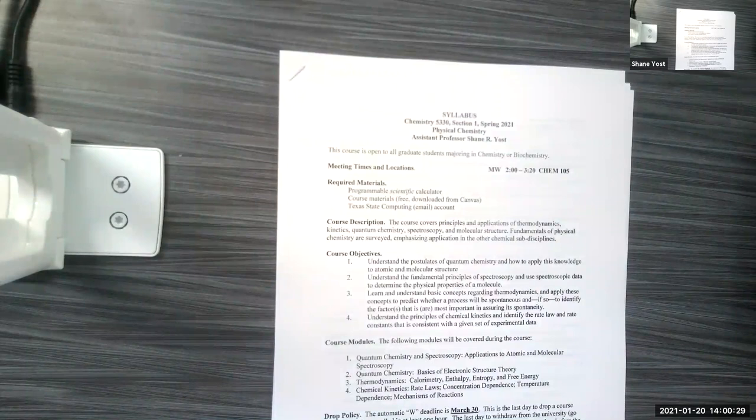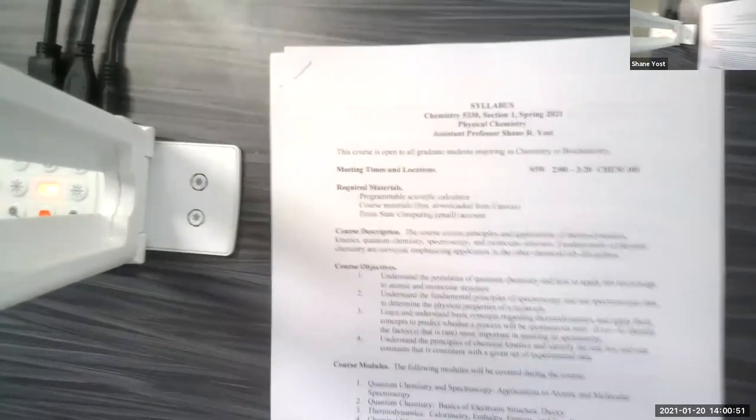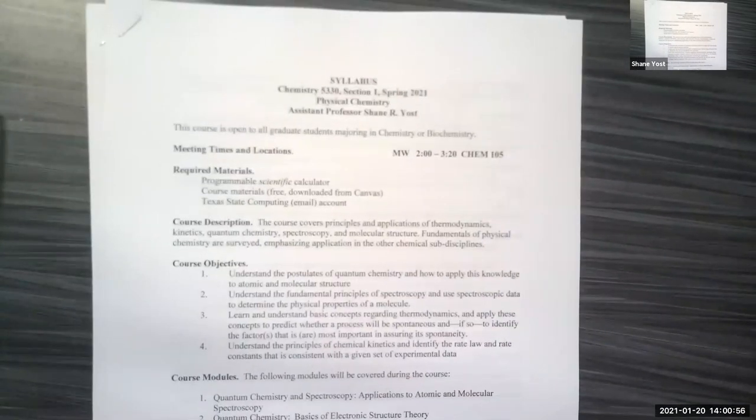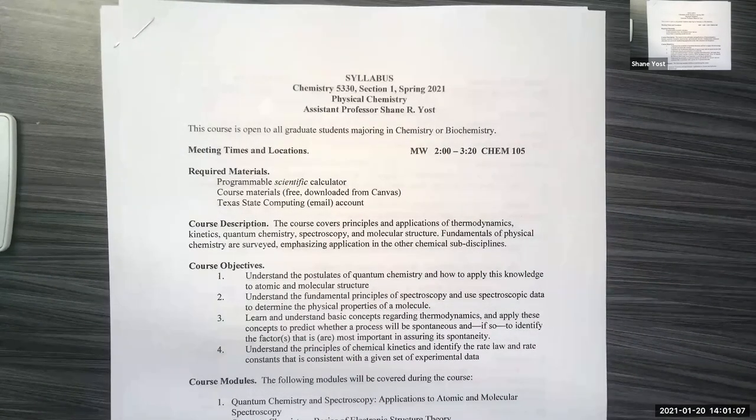I've been here at Texas State now for 4 years, or I'm in the middle of my fourth year. I do computational chemistry, computational modeling, electronic structure theory type stuff here at Texas State. Taught this course once before, and I'm going to make a few changes since I've taught it, but also keep some things the same.